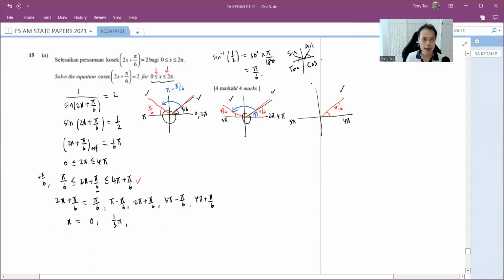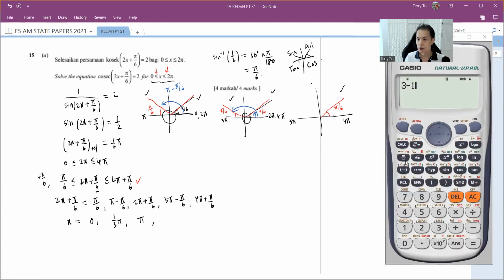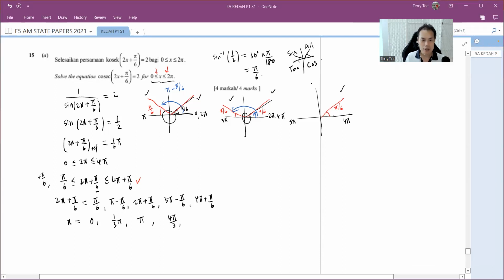This will be 2 pi plus pi over 6. You can actually cancel this, so you get 2 pi divided by 2, which is just 1 pi. The next one is 3 minus 1 over 6 minus 1 over 6. You can just times 2, and whatever we get, you divide by 2. So what do you get here? 4 over 3 pi. And for the last one, again, I can cancel the pi over 6, pi over 6. 4 pi divided by 2 gives 2 pi. So here we have 5 answers, and you need to include all 5 because all 5 are still between 0 and 2 pi.